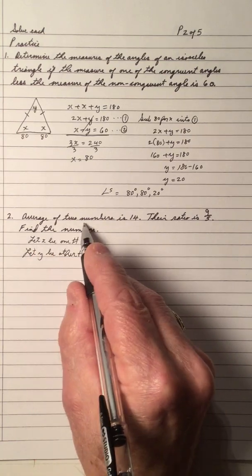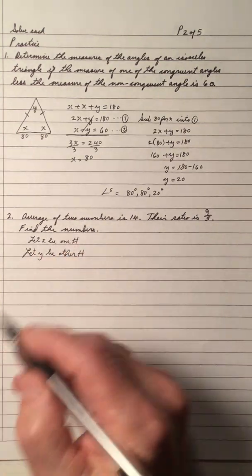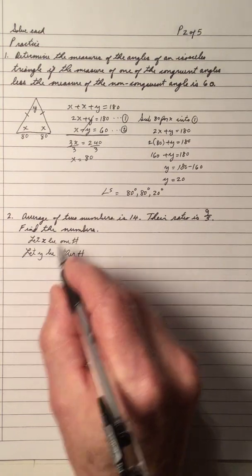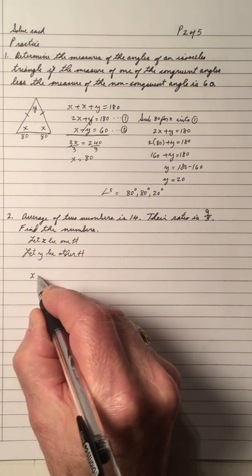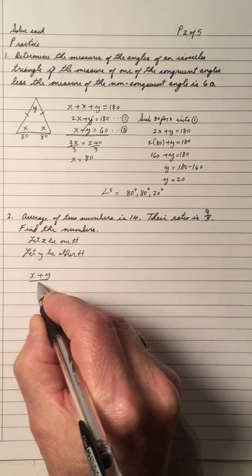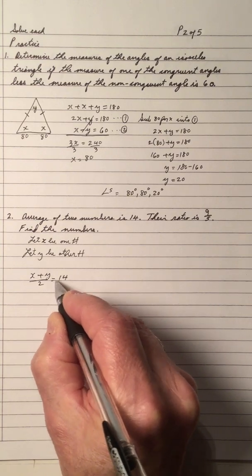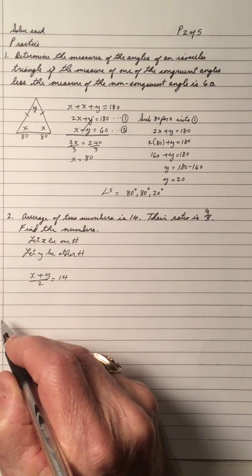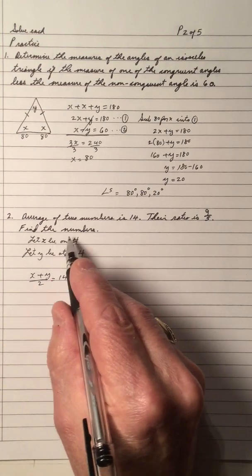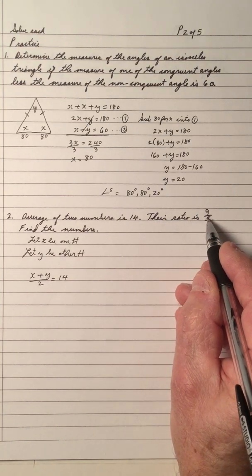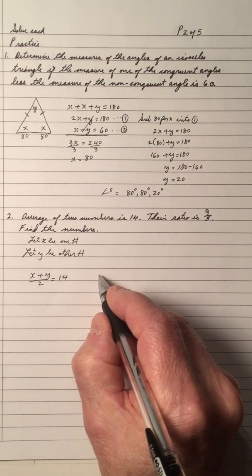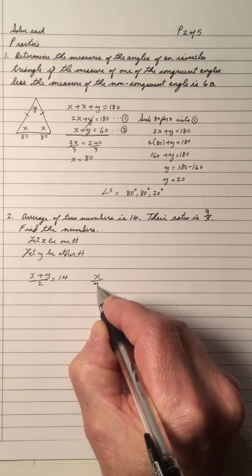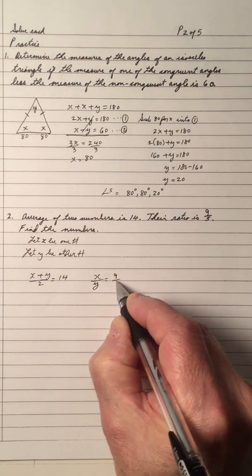Now it says the average of the two numbers. Average means to add up the numbers and divide by the number of numbers that you have. So the average of the two numbers is 14, which means x plus y divided by 2 is going to give you 14. And it says the ratio is 9 over 5, so we could say x over y is 9 over 5.